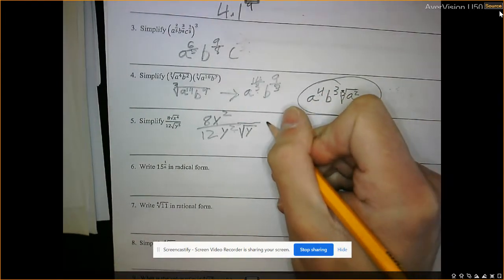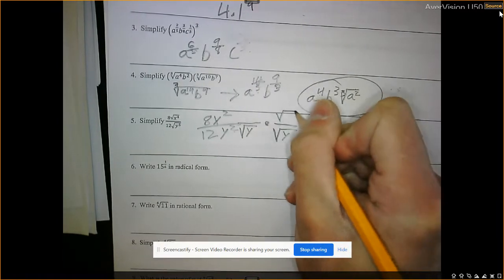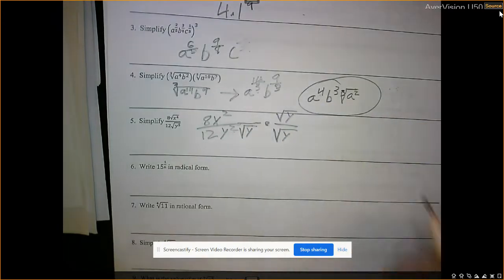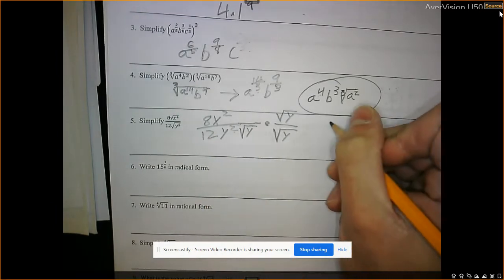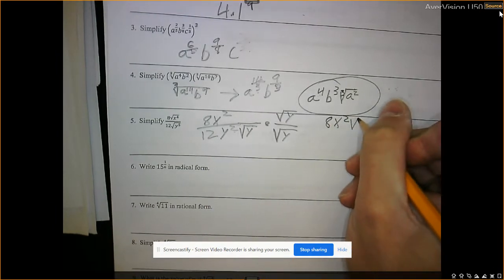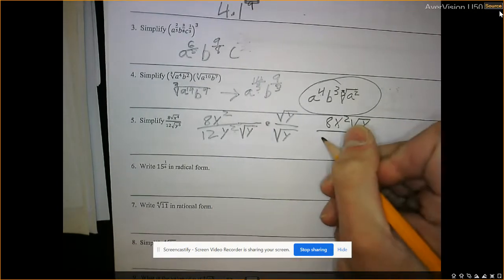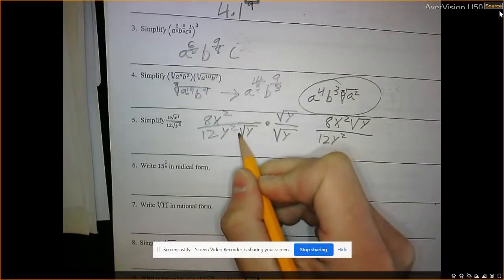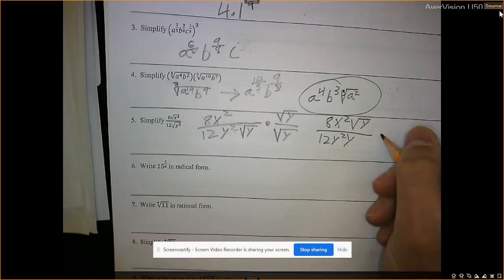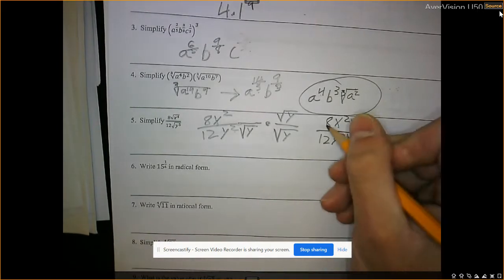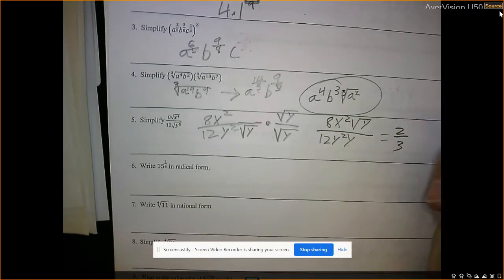Now we have to rationalize our answer here, so we multiply by root y over root y. That gets rid of the root in our denominator, because we can't have a root in our denominator. So on the top I get 8x squared times root y. Down here I get 12y squared, but root y times root y is just y. To completely simplify, 8 over 12 is actually 2/3, since they can both be divided by 4.